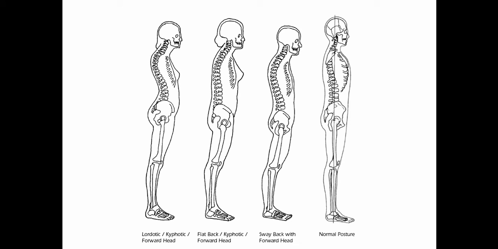The photo on the far right is of normal posture. The other three photos exemplify common faulty postures seen in the general population. On the left, the lordotic posture with an increased thoracic kyphosis. Second one from the left, the flat back posture, also with a thoracic kyphosis and a forward head. Third from the left, the sway back posture with a forward head.